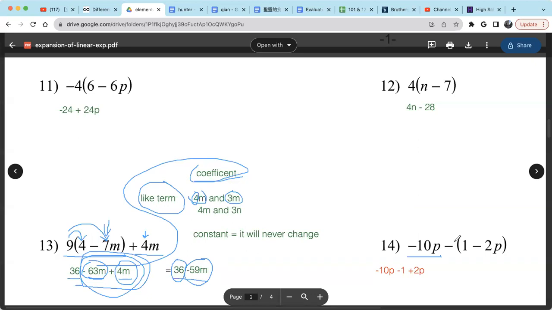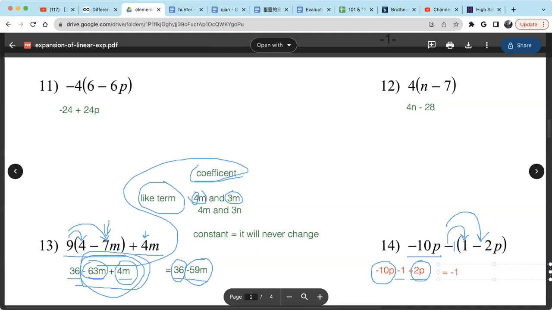Then this negative, I can think as negative 1. I multiply negative 1 with 1, I get negative 1. I multiply negative 1 with negative 2p, negative times negative become positive, so I got a positive 2p. Now, do you see like terms? Negative 10p plus 2p, they are like terms. So if we combine those two terms, what do we get?